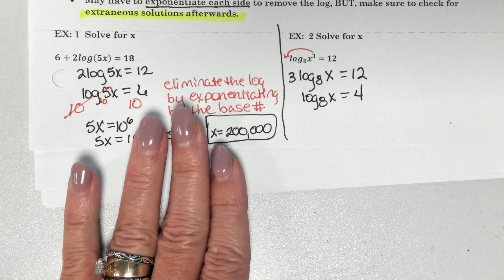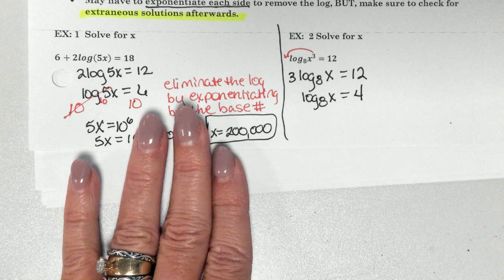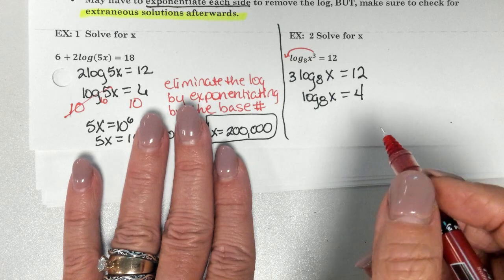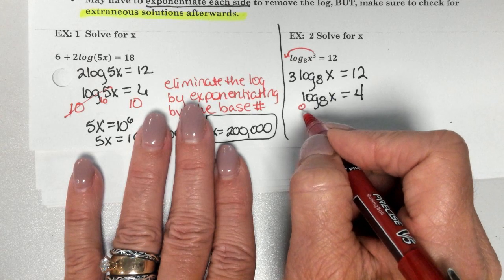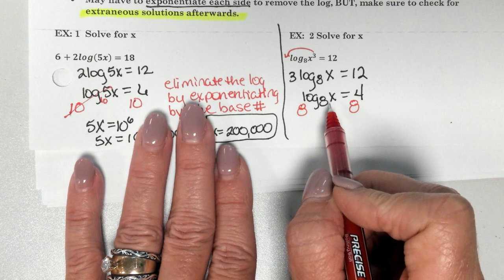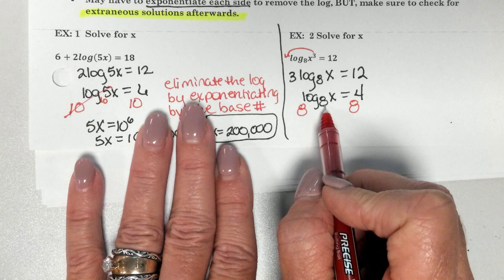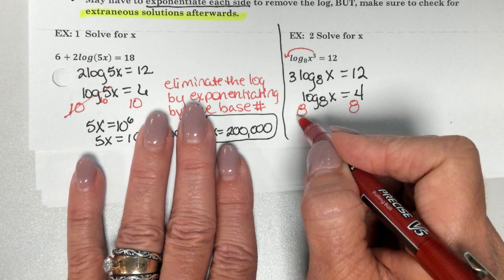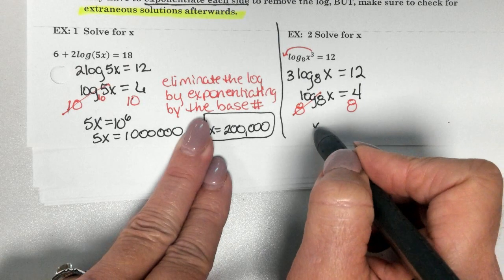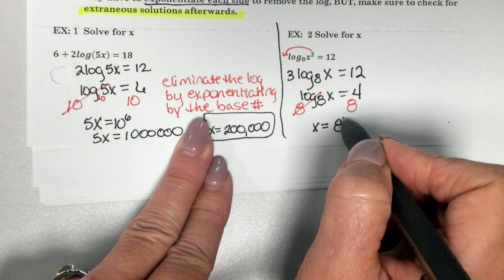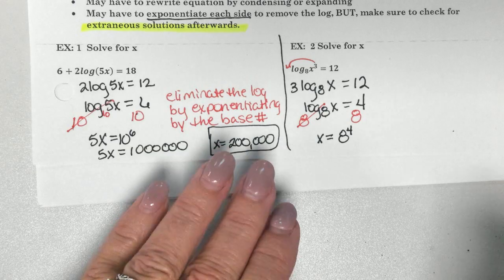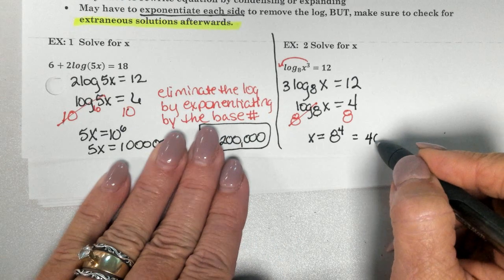Okay, now how do I eliminate the log? I can exponentiate. What is my base number? In this case it would be 8, because our base of our log is 8. You always exponentiate by whatever the log base is. So that cancels. You are left with just x equals 8 to the 4th power. And basically that's 64 times 64, which is 4,096, I believe.